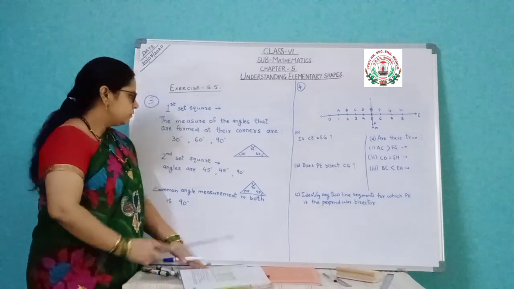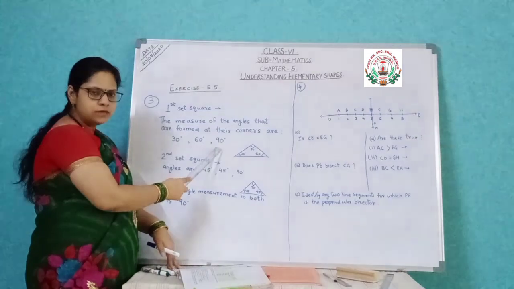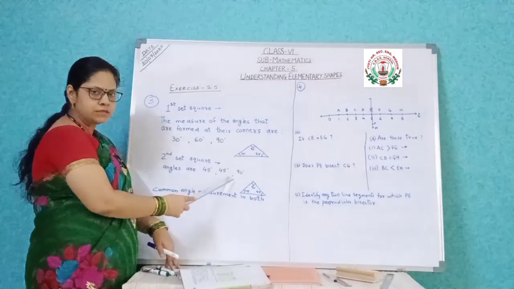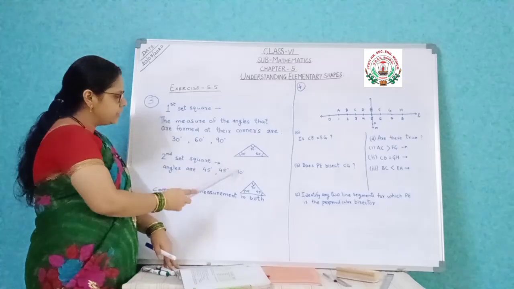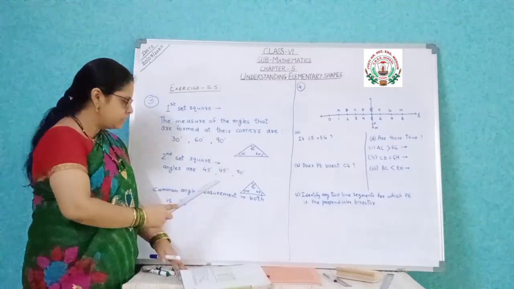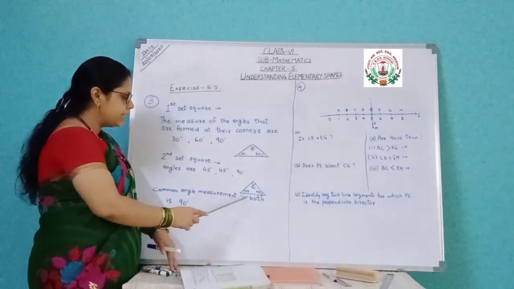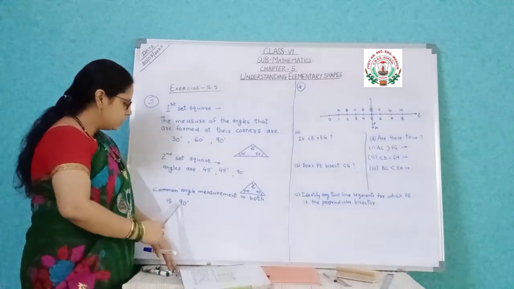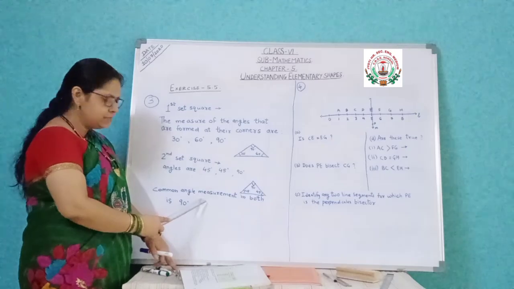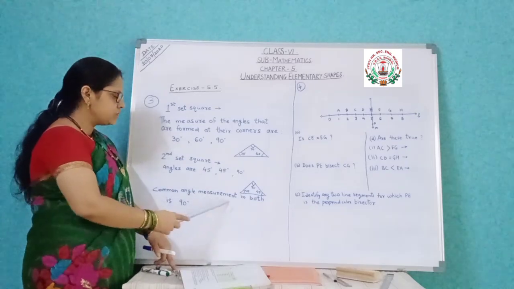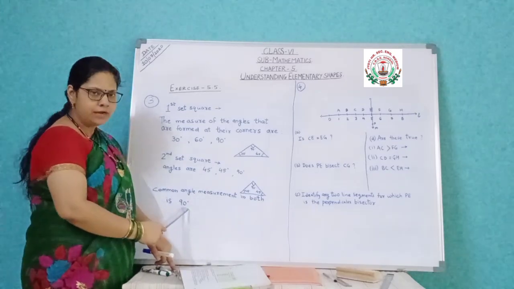Now it is asked in your question, do you have any angle measure that is common? This is the measurement of the first set square and this is the measurement of the second set square. Do you have anything common? Yes, this 90-degree, 90-degree is common. So the common angle measurement in both these set squares is 90-degree. You will have to write this sentence: the common angle measurement in both is 90-degree.